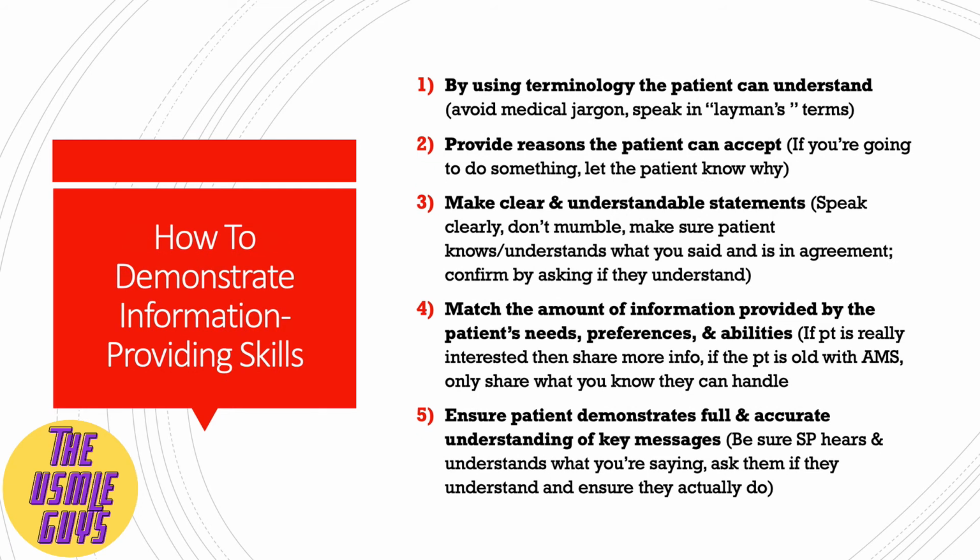Now, how can we demonstrate information-providing skills? First, by using terminology that the patient can understand. This goes back to one of the first things we talked about with respect to speaking in layman's terms. So you want to avoid medical jargon, right? You're going to say pulled muscle, pulled hamstring, instead of, let's say, a lumbar strain or a hamstring strain, okay? Just as an example.